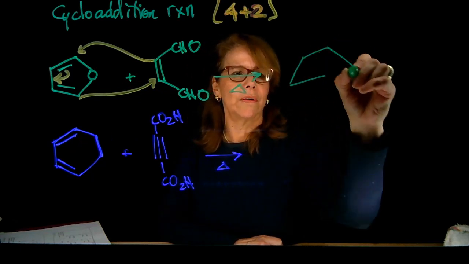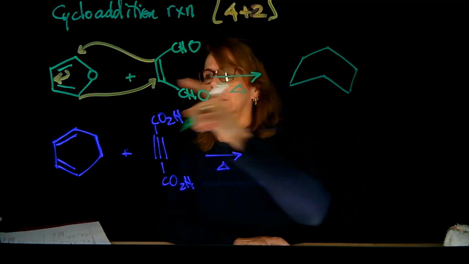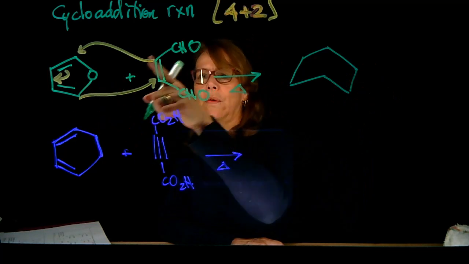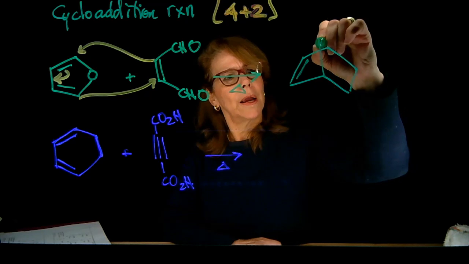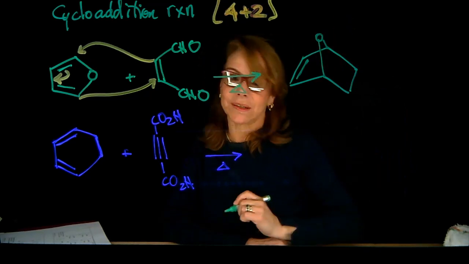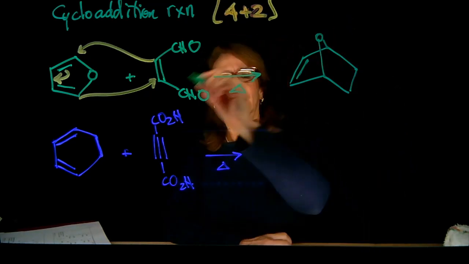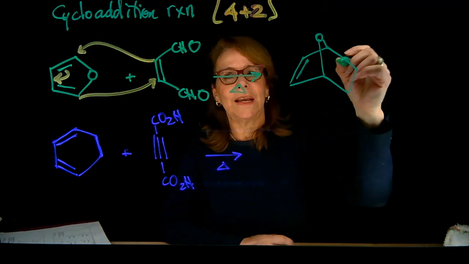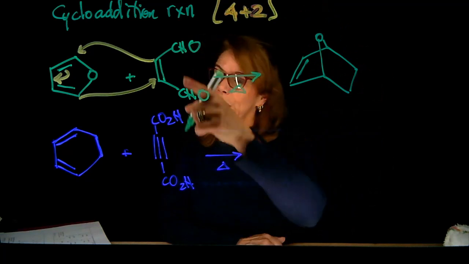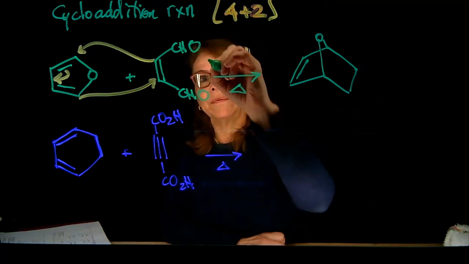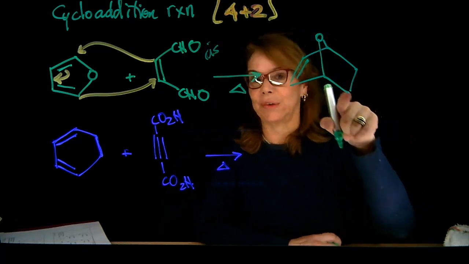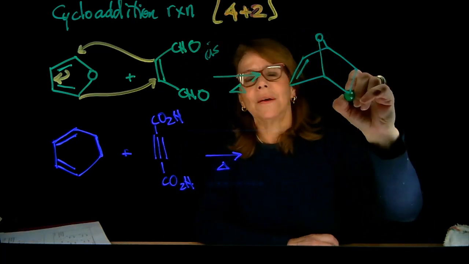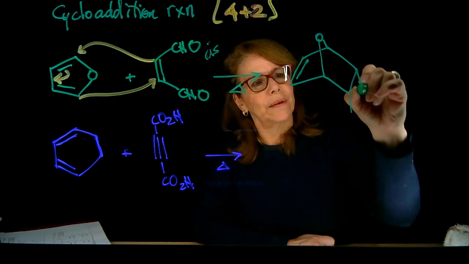So here I have 6 carbons: 1, 2, 3, 4, 5, 6. This is a new double bond that I'm making, and the oxygen here is not participating, so it's part of the bridge. And now I have these two groups pointing to the same side. We need to keep in mind that this also needs to be kept here, and they will then be pointing to the same side.